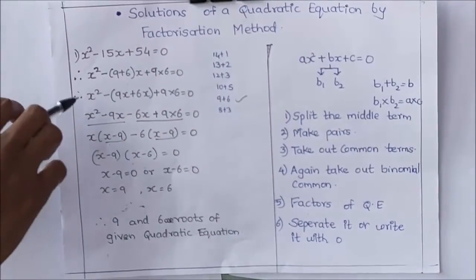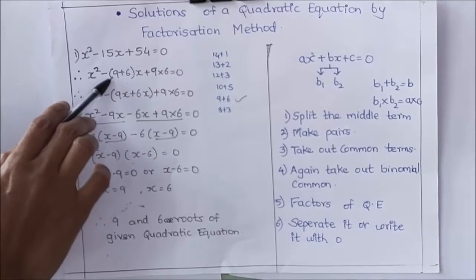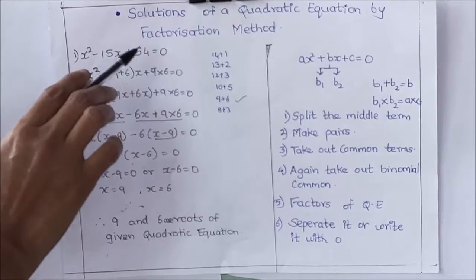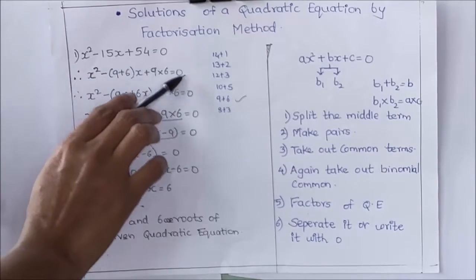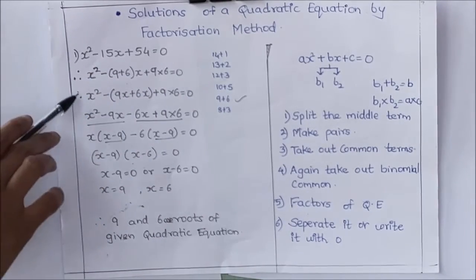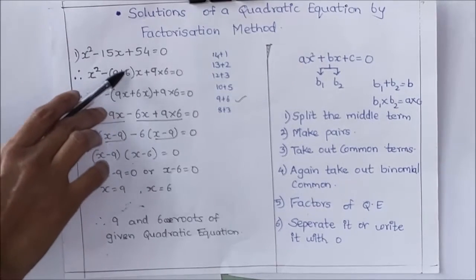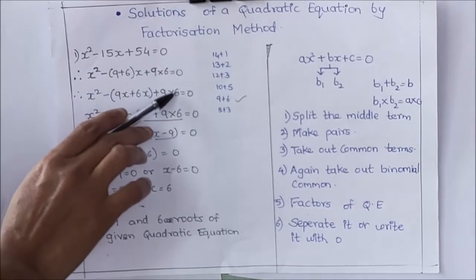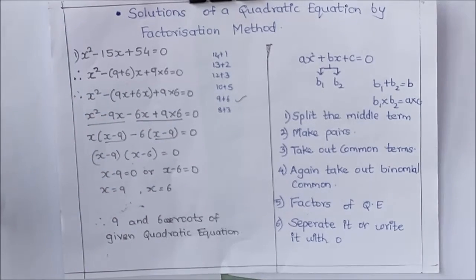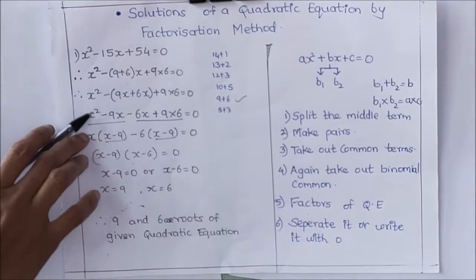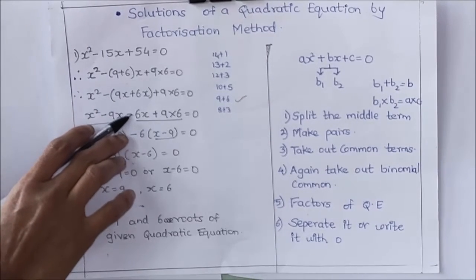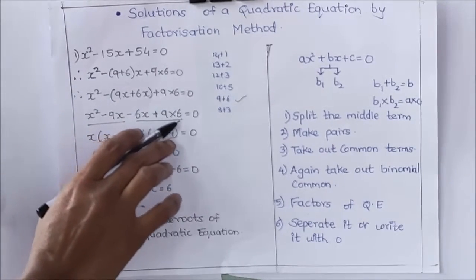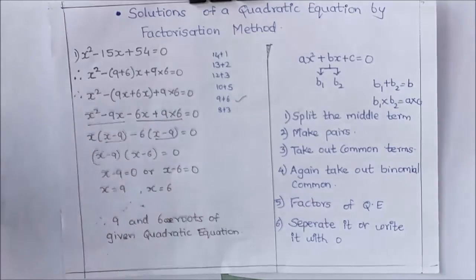Okay. Now, x square minus in bracket 9 plus 6, bracket complete, into x plus 9 sixes are 54 equals 0. Therefore, x square minus 9x minus 6x plus 9 sixes are 54 equals 0. I will not write 54 here, but I will split it as 9 into 6.